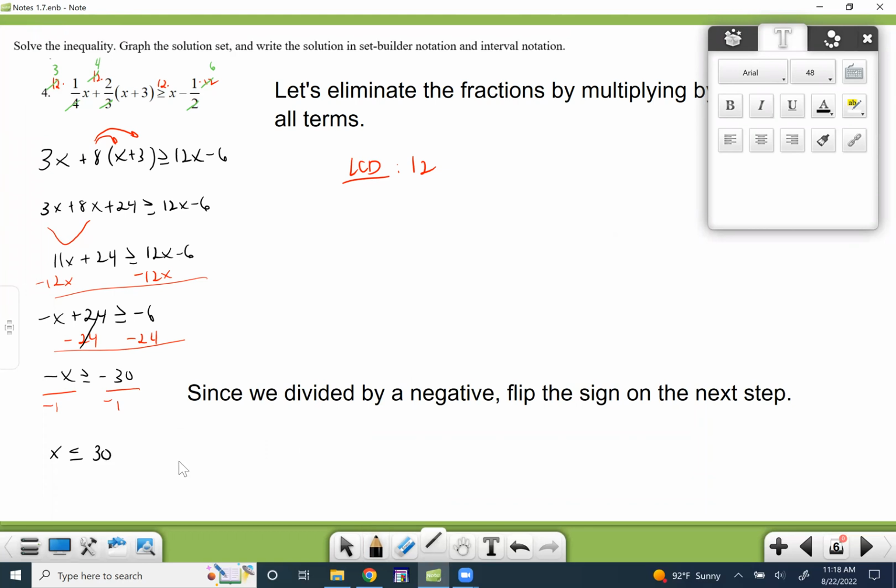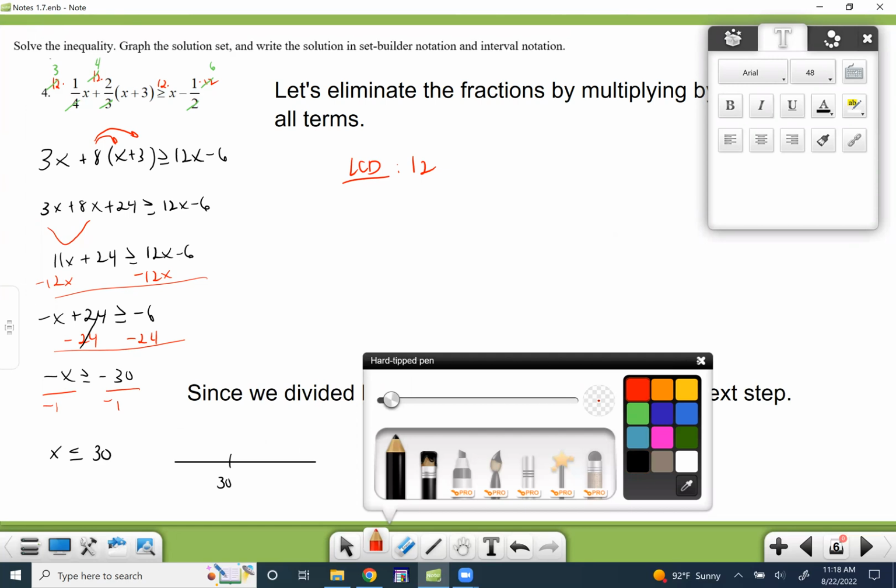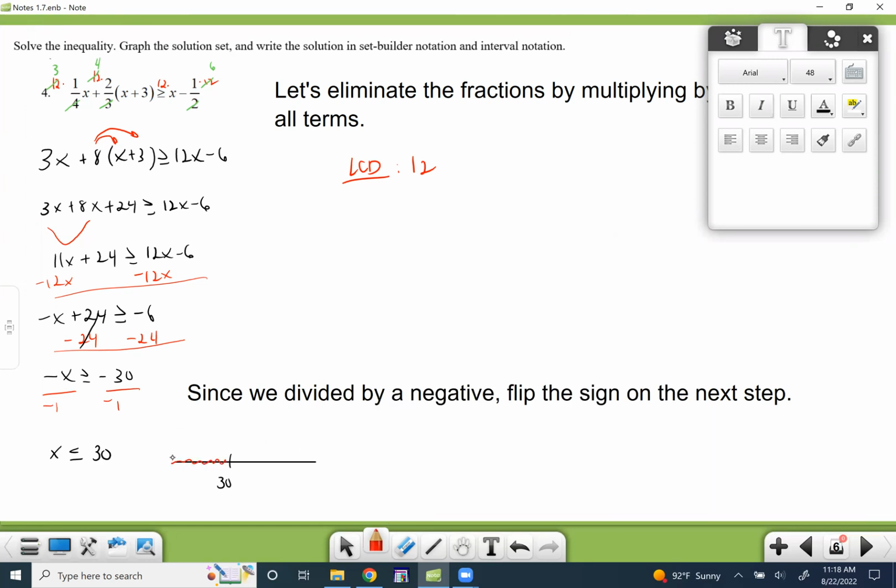So if we get our little graph out, there we go. We've got 30 on our graph, less than, where the arrow points to the left. So we're going to shade this way. And because it has the line underneath it, right, it's going to be a square bracket. All right, so we've got our set builder and our interval notation.